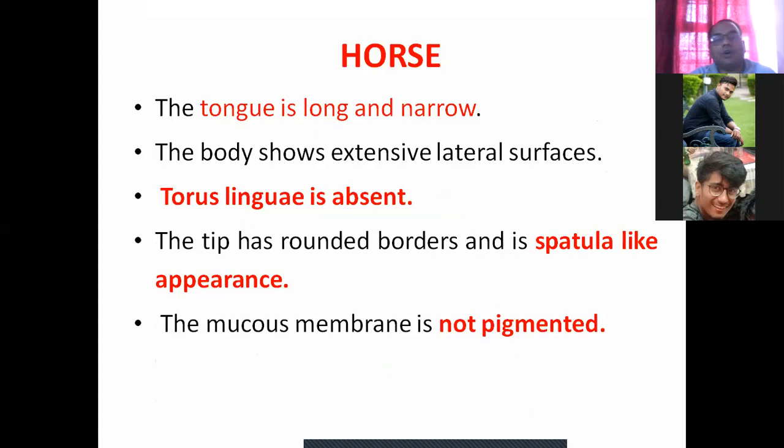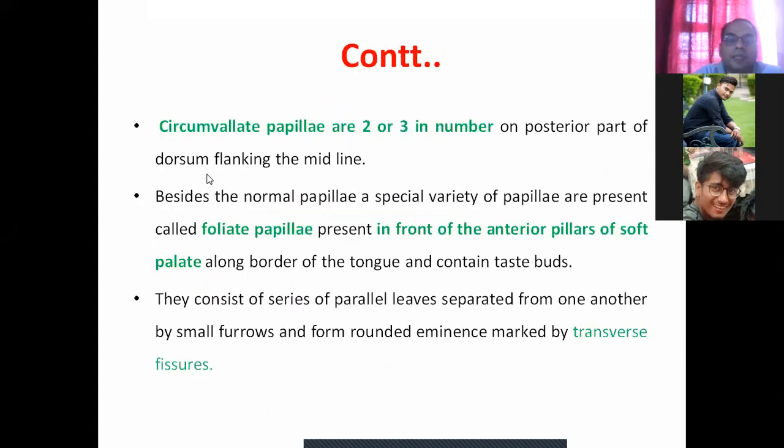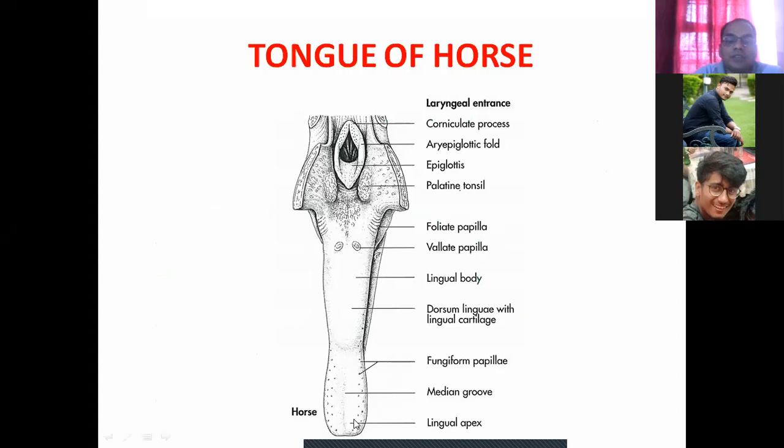Now in case of the horse, the tongue is very long and narrow. The body shows extensive lateral surface. Important thing, the lingual fossa is absent. The tip is spatula-like and the mucous membrane is not pigmented. You see this spatula-like tip. Here, one more papilla is there, that is the foliate papilla. This one is the foliate papilla.